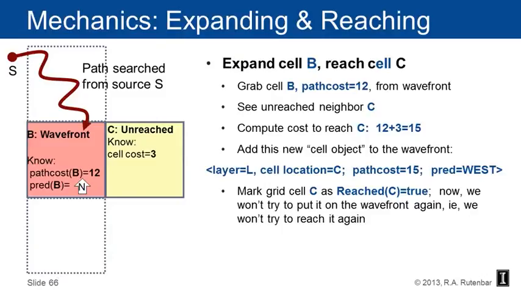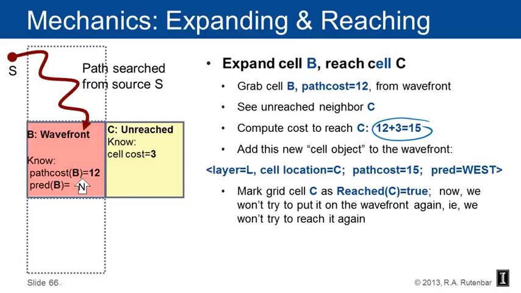So recall, I expand a cell when I pull it out of the wavefront and I use it to reach its neighbors. So I am expanding cell B, which is in pink on the left. The predecessor of cell B is north, and the path cost of B is 12. Let's just assume we know all those things. And I'm seeing unreached neighbor C to the east. So I compute the cost to reach C as 12 plus 3, because C's cost is 3. And I add this new cell object to the wavefront. The layer is whatever the layer is; let's assume that's 1 layer.